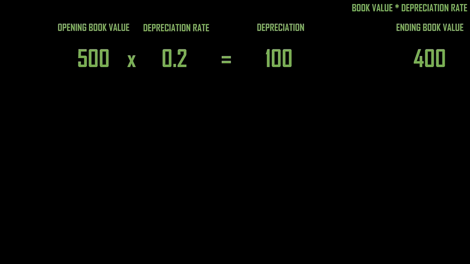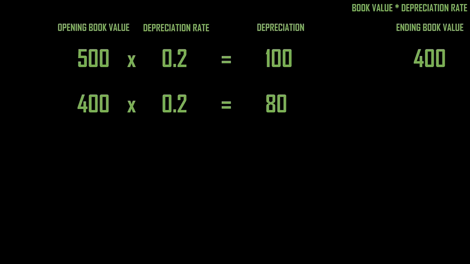And in case of the second year, the opening book value is going to be the same as the ending book value of the first year. So 400 is going to be the opening book value for second year. And in this case, you have to multiply 400 with 0.2. And after doing that, you are going to get 80.